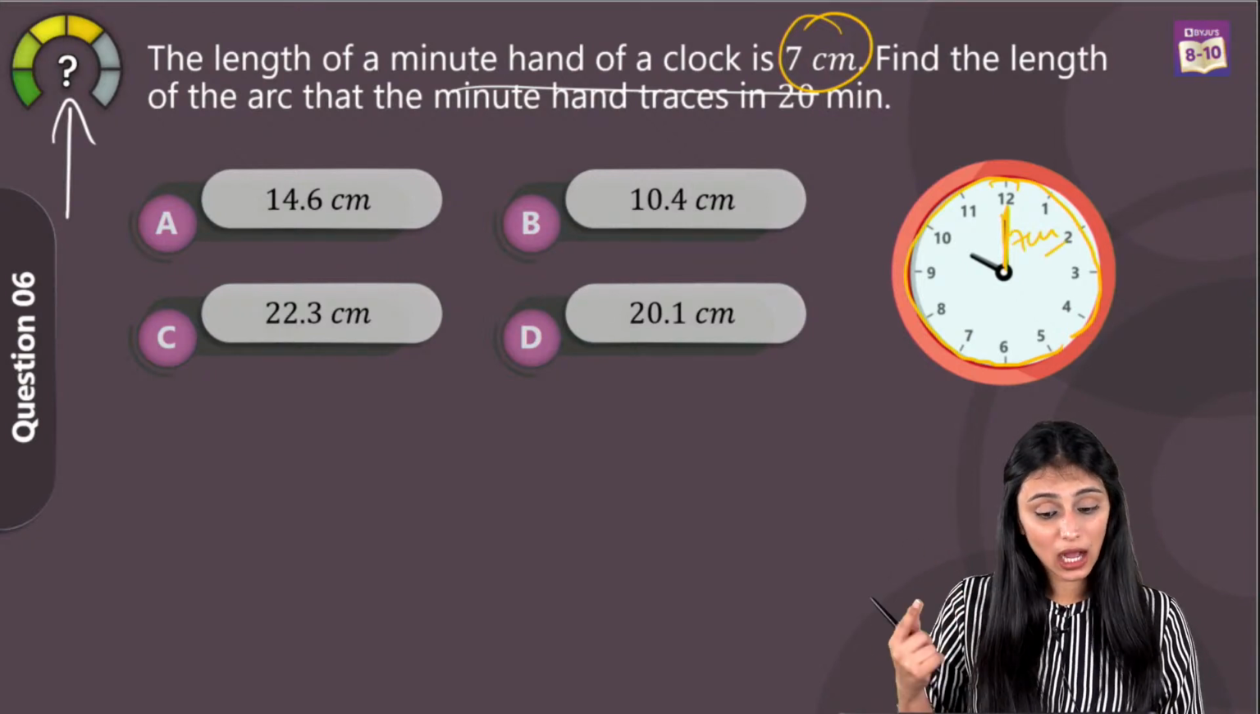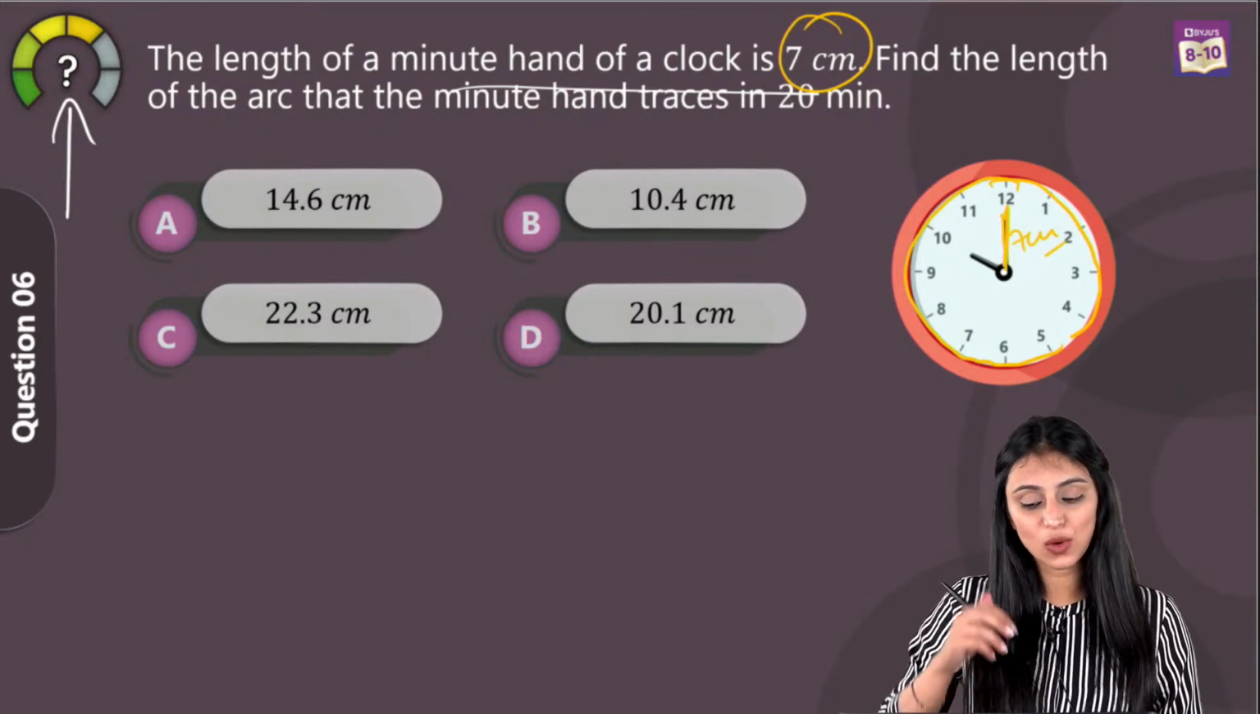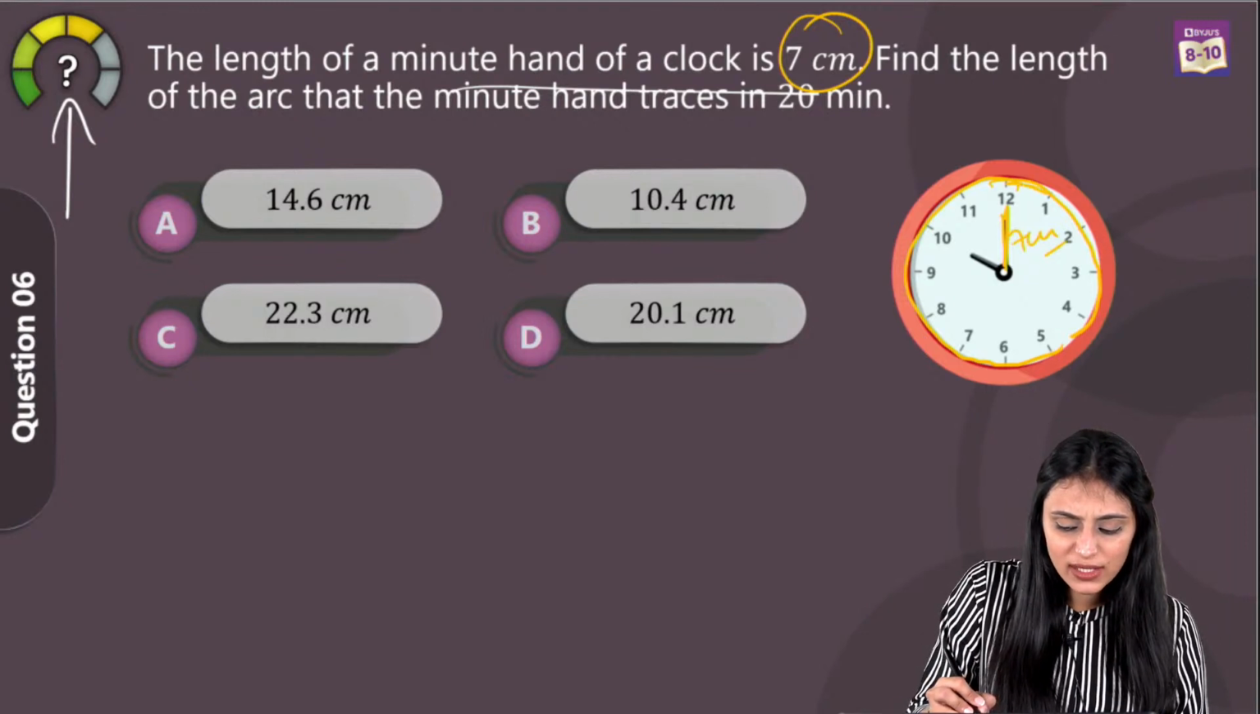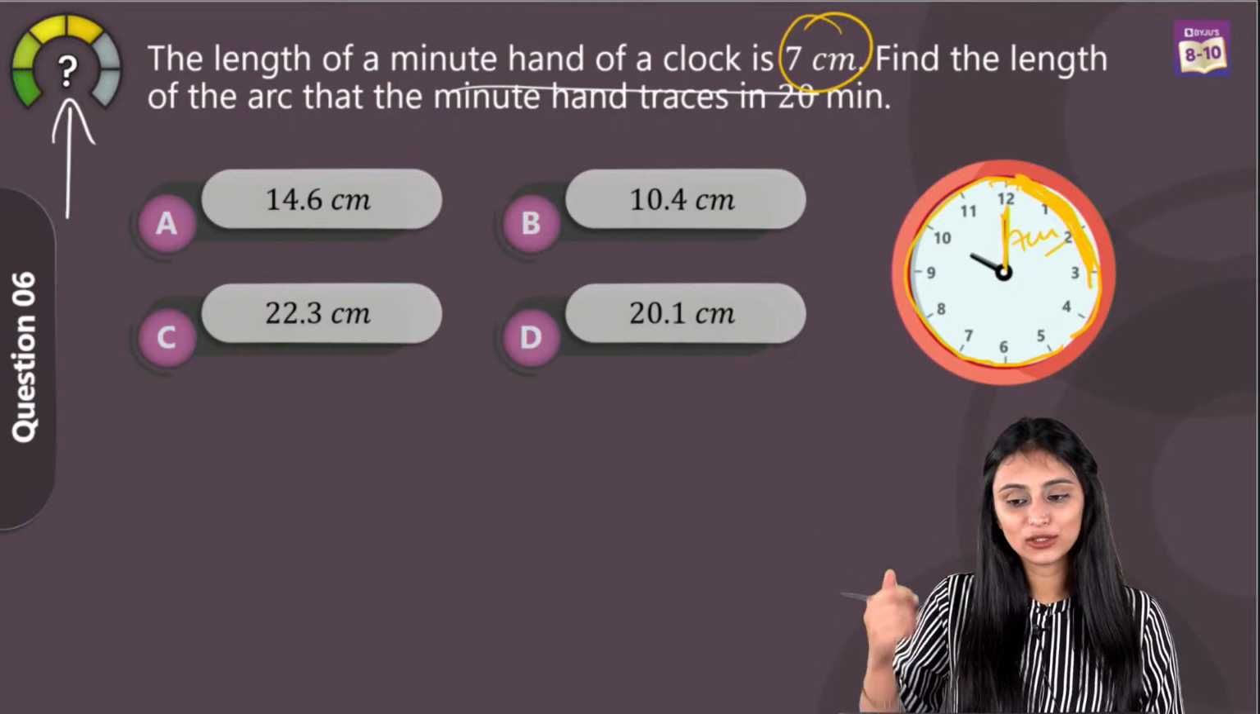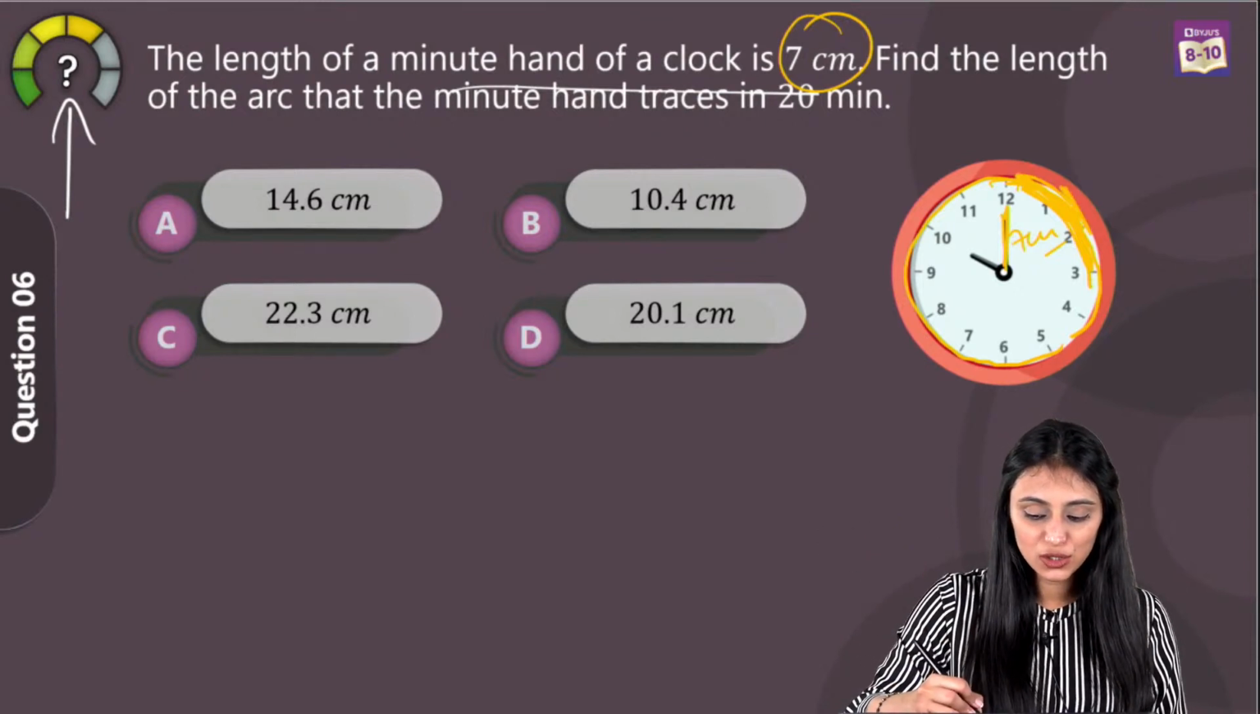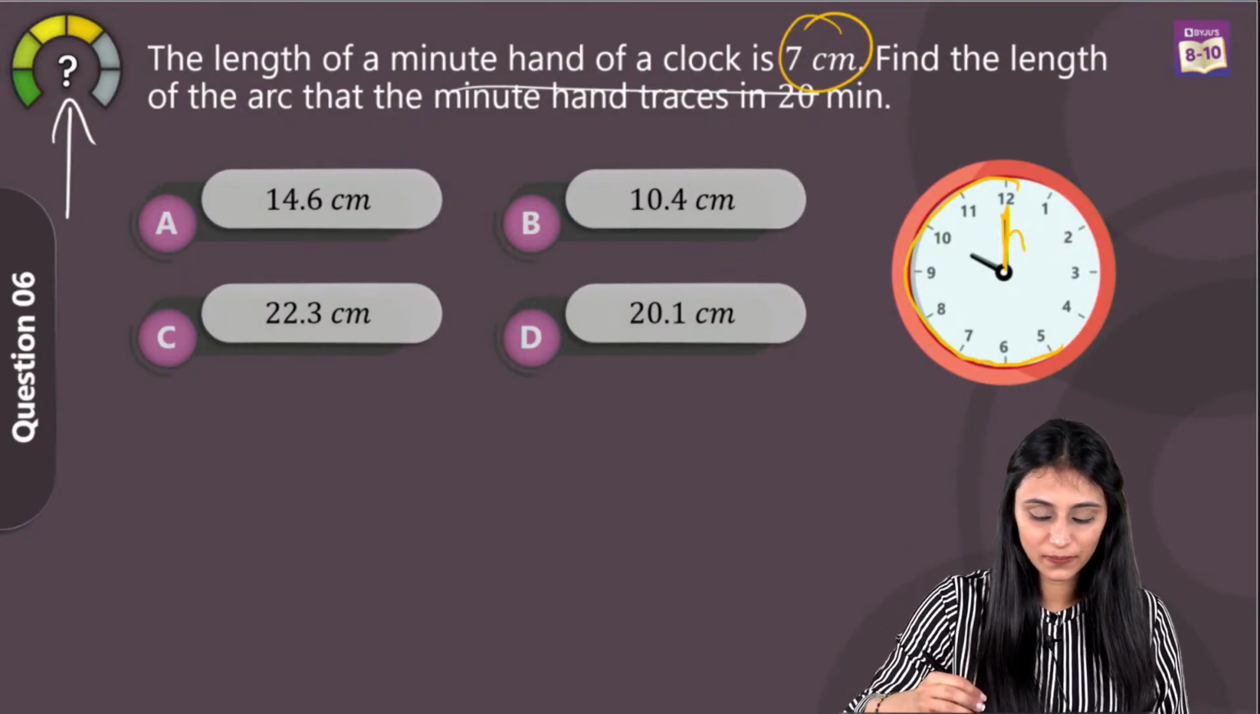Find the length of the arc that the minute hand traces in 20 minutes. So after 20 minutes, minute hand is going to cover some distance, right? So after 20 minutes, what would be the length of the arc, right? So you have to find this length of arc.